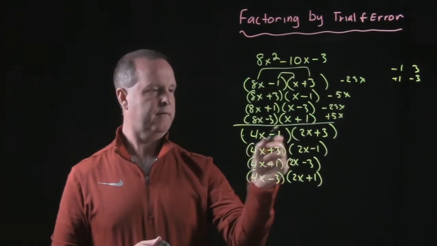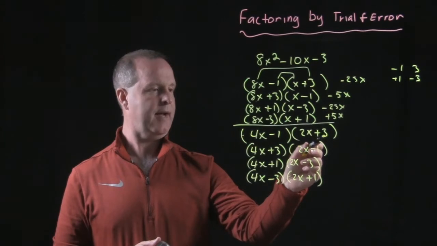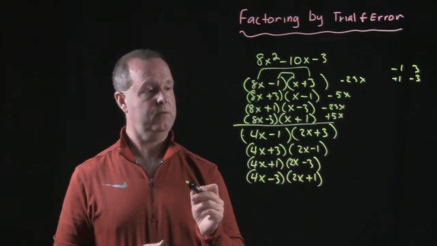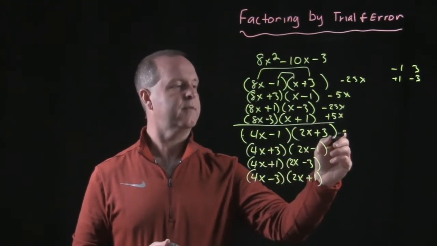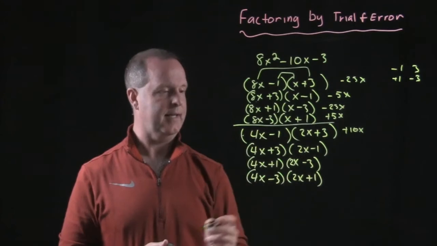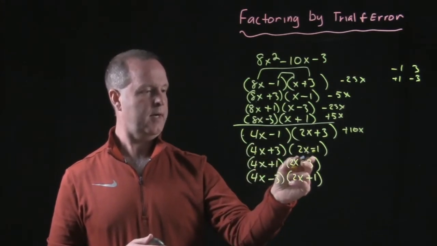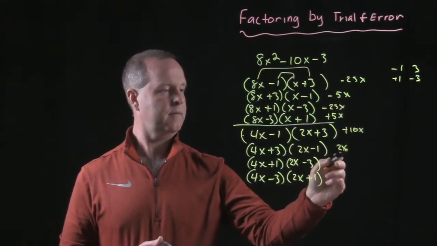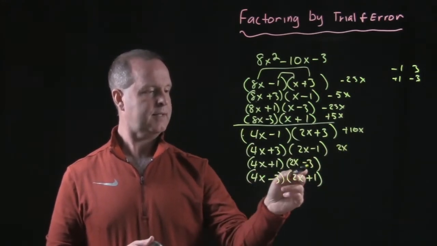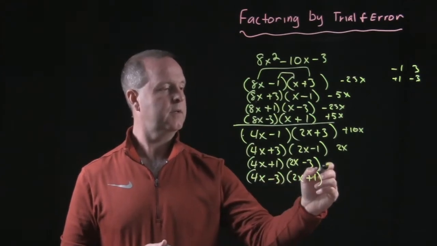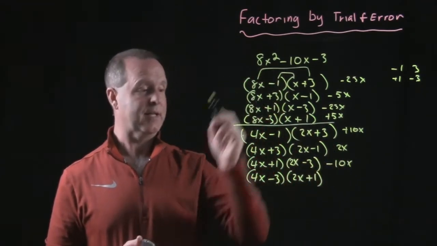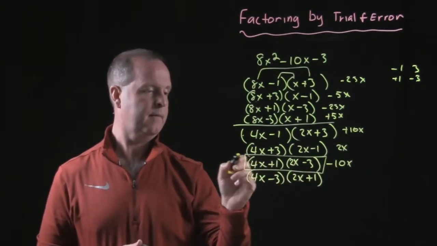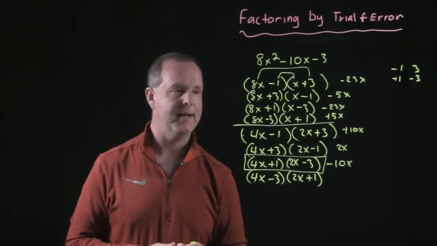Let's start this one. 4x times a 3, that gives me a 12x minus a 2. 12 minus 2 gives me a positive 10x. So that's not it. 4x times 1, that gives me a negative 4 plus a 6. That gives me a 2x. 4x times 3 is a negative 12 plus a 2 is a negative 10x. That's what I was needing. So there's my solution right there: 4x plus 1 times 2x minus 3.